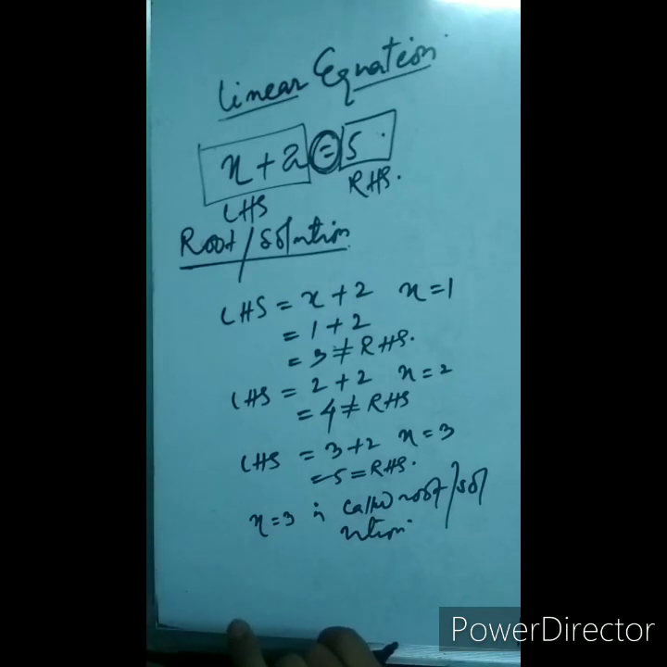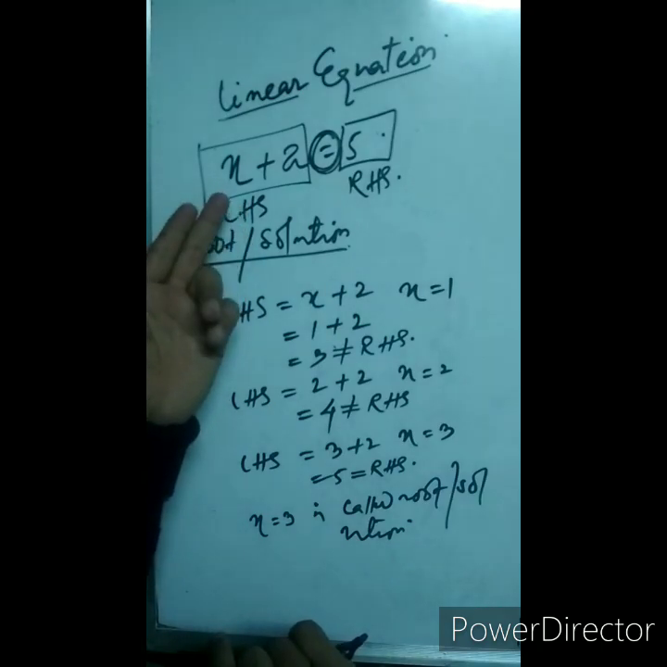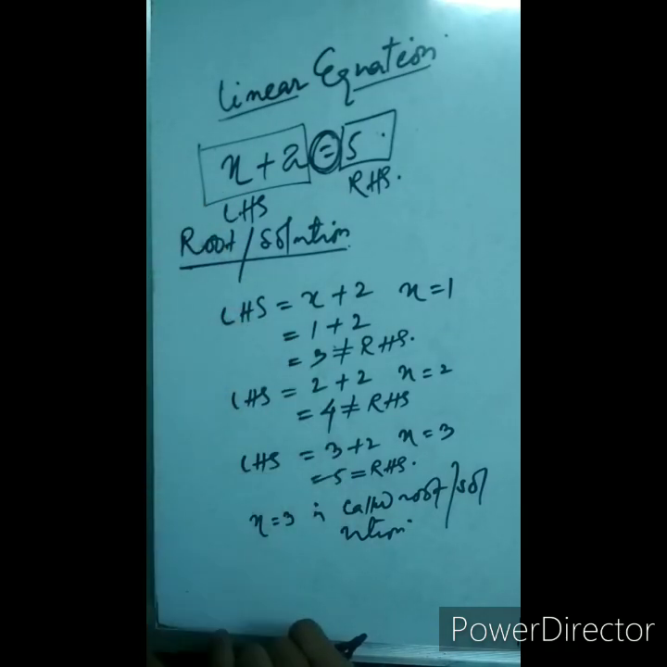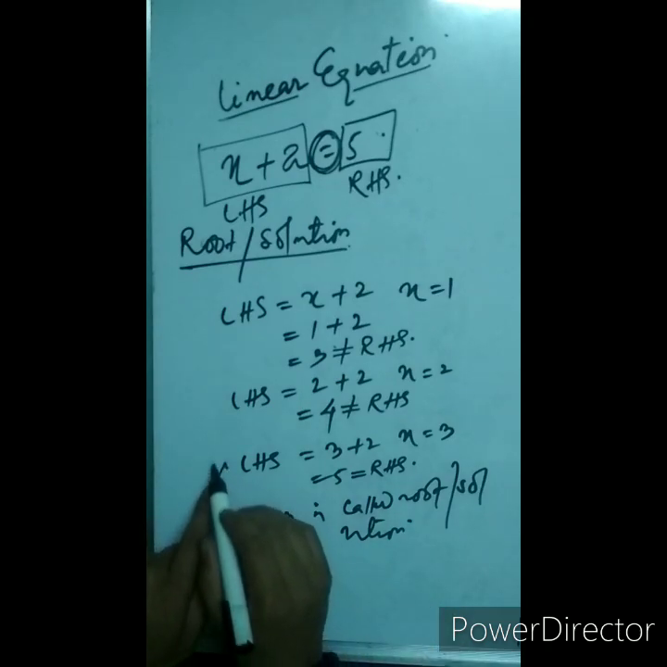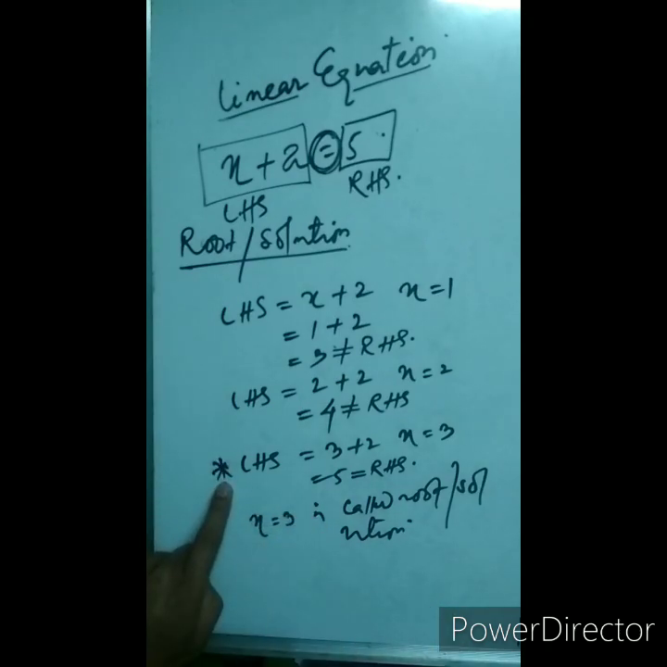And now there is one question. For a linear equation in one variable, how many solutions will be there? You will find only one solution. Don't forget, you will find how many solutions? Only one solution. See, in this particular equation, you take different values of x, replace it and check. Except this one, in the other cases, you will never find left hand side and right hand side equal.